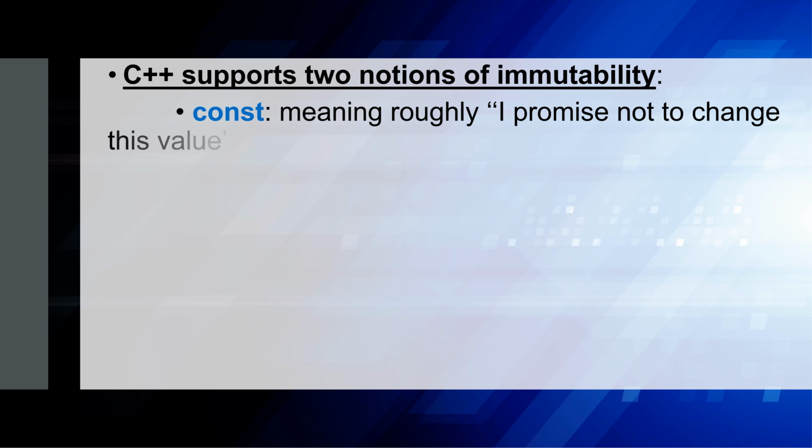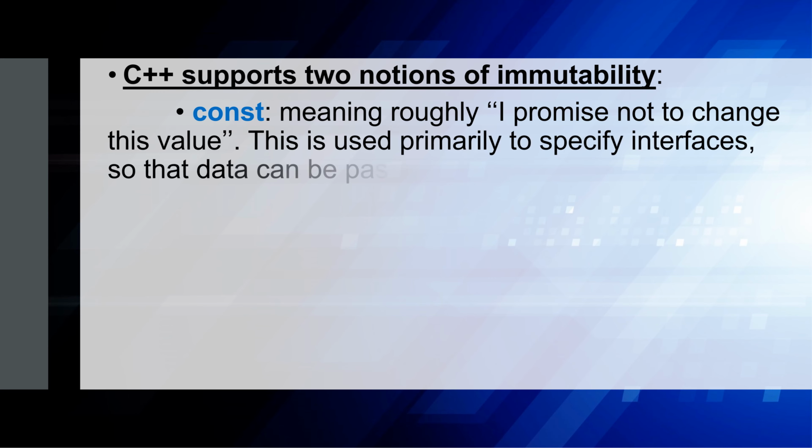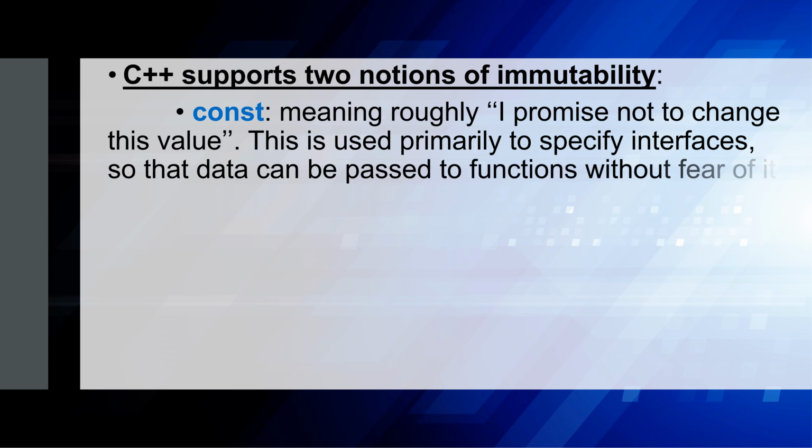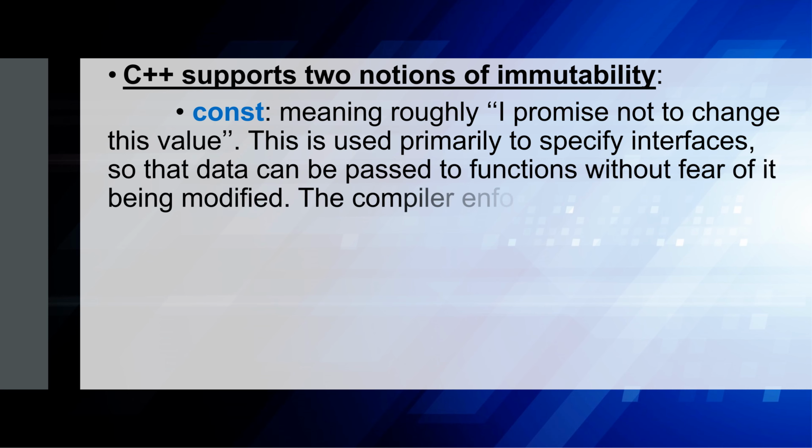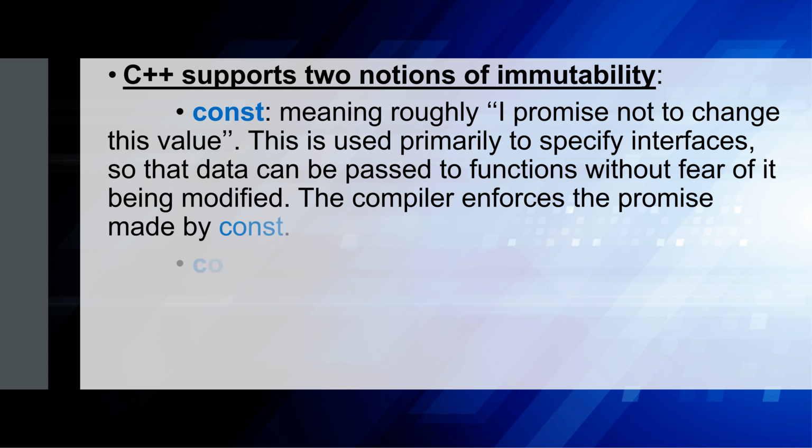Constants. C++ supports two notions of immutability. const, meaning roughly "I promise not to change this value." This is used primarily to specify interfaces, so that data can be passed to functions without fear of it being modified. The compiler enforces the promise made by const.